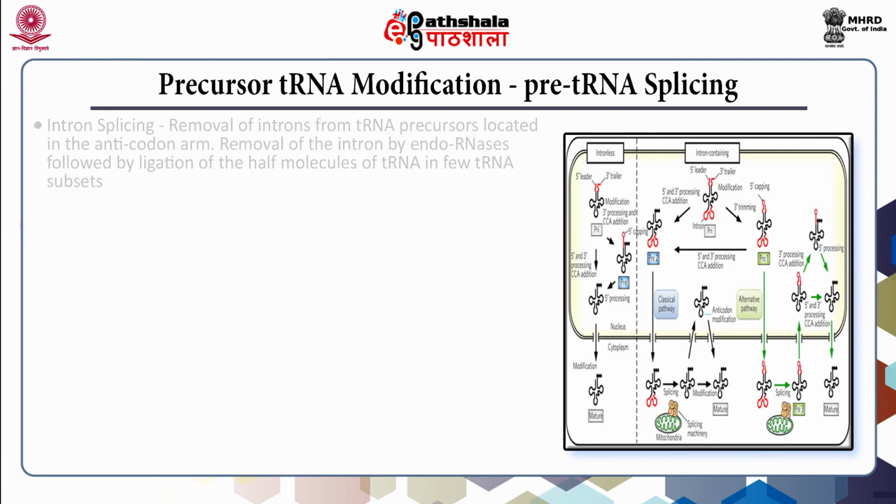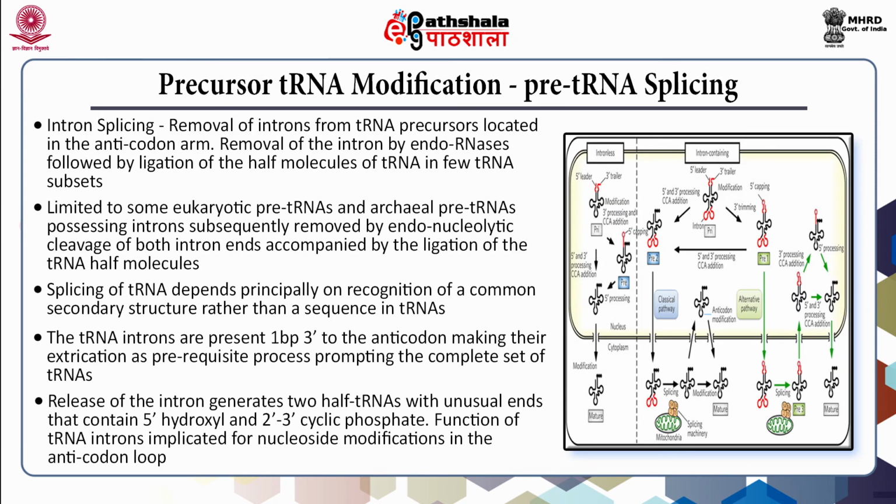The next step is the tRNA splicing or removal of introns from pre-tRNA precursors located in the anticodon arm. This step in the tRNA processing is mostly limited to some eukaryotic pre-tRNAs and archaeal pre-tRNAs that possess introns, subsequently removed by the endonucleolytic cleavage of both intron ends, accompanied by the ligation of the half molecules of tRNAs.